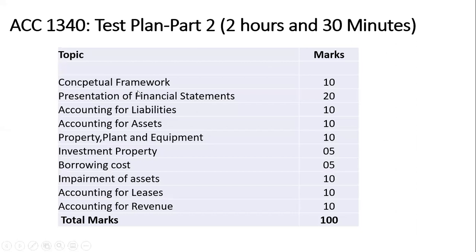You would be tested on conceptual framework for 10 marks, presentation of financial statements 20 marks, accounting for liability 10, accounting for assets 10, PPE 10, investment property 5, borrowing cost 5, impairment 10, accounting for leases 10, accounting for revenue 10. And this is how the individual marks would be composed. Now you have a complete idea on that.